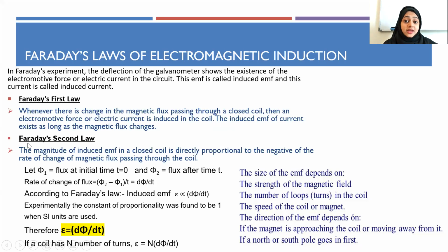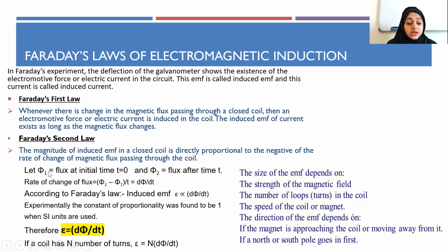Now Faraday's second law. The first law shows how EMF is produced; this shows how much is produced. So the magnitude of induced EMF in a closed coil is directly proportional to the negative of the rate of change of magnetic flux passing through the coil.